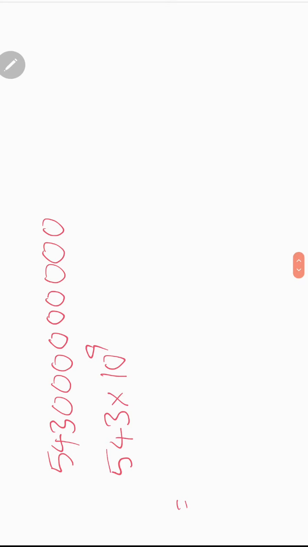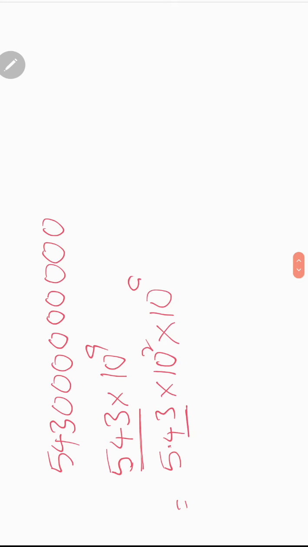If the number has more than one digit, we have to write it in decimal form, like 5.43. After writing this, we count how many digits are after the point: 2 digits. That means we multiply by 10 squared, and 10 to the power of 9 is already there. Write it in the same way: 5.43 into 10 squared into 10 to the power of 9.